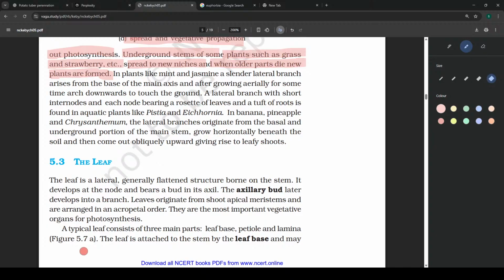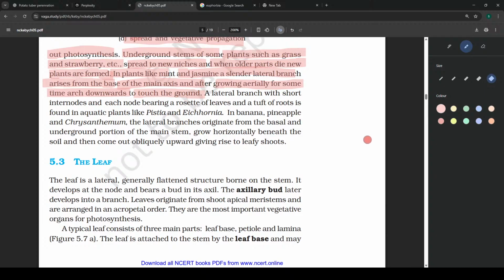Basically, there will be underground stems, in case of strawberry we see, and they will be spreading to new places. After the older part dies, this stem will arise and will give birth to a new plant. This is vegetative propagation. In plants like mint and jasmine, a slender lateral branch arises from the base of the main axis, and after growing aerially for some time arcs downward to touch the ground.